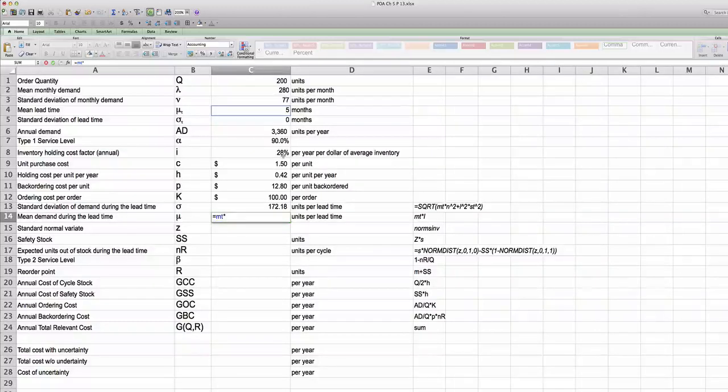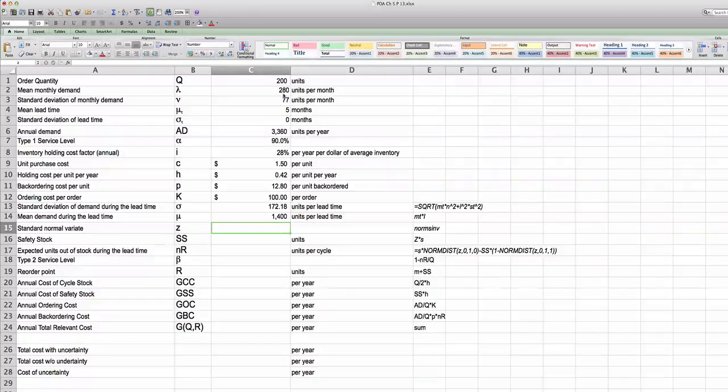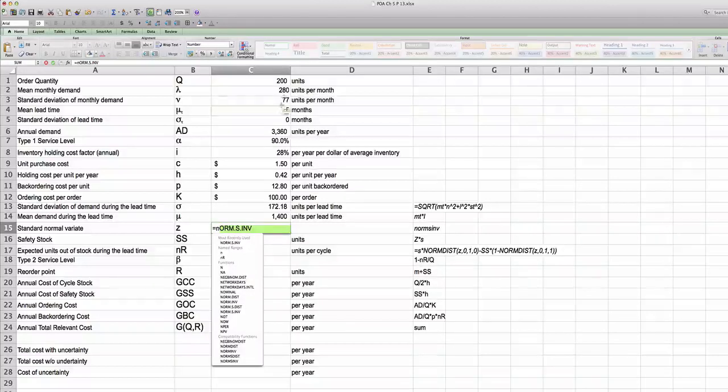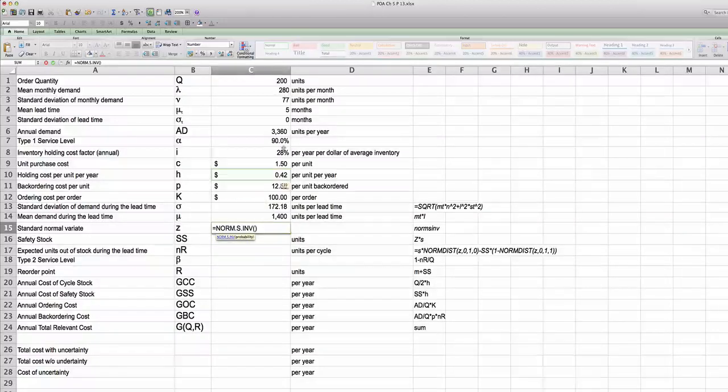Well, the average lead time in our case, which is mu sub tau, is 5 months, and the average demand per month is 280. So average lead time demand is 1,400. Next, I calculate the standard normal variate. That is the value of z that corresponds to the, for now, arbitrary value of alpha, and I calculate z as NORM.S.INV. And I use the norm.s.inv function here because I'm assuming a normal distribution.